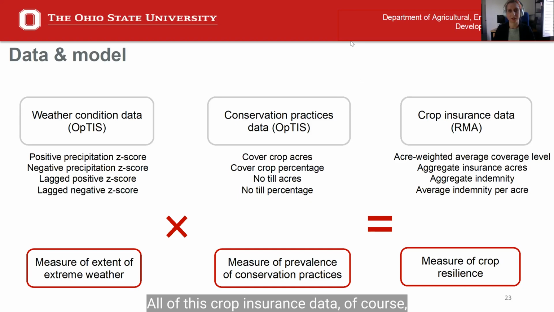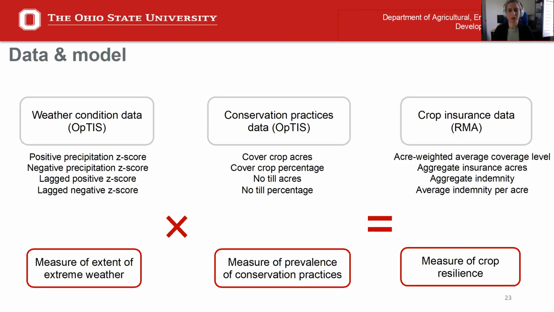All of this crop insurance data, of course, comes from the Risk Management Agency or RMA. And so we look at both the likelihood that an indemnity has been received, as well as the total amount of indemnities received in that county in that year. And so that is sort of our proxy for crop resilience.